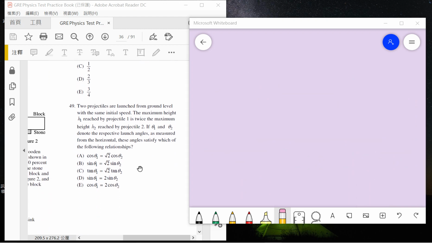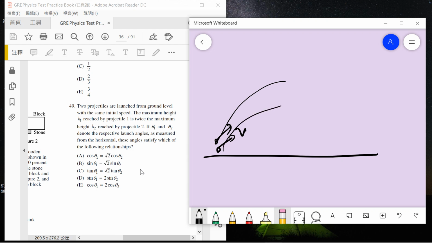Okay, so 49, two projectiles are launched from ground level with the same initial speed. So basically, you have two projectiles, and they have the same initial speed. But one of them has angle theta 1, one has theta 2, and you know h1 is 2 times h2. They ask about the relationship: if you know the ratio of h, you try to find some relationship with theta.